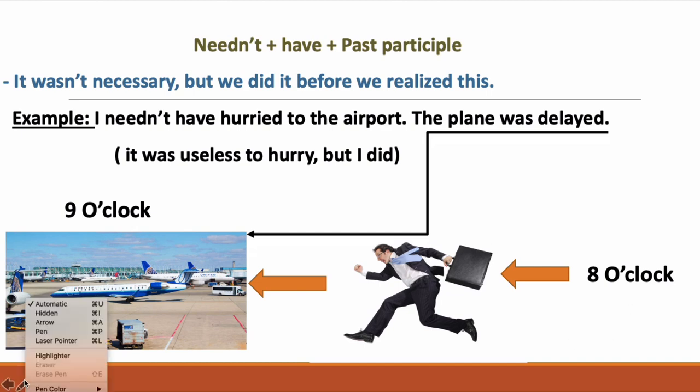But the question is, did I hurry to the airport? Yes, I did. Was it necessary? No, it was not. Did I do the action? Yes, I did the action. The action of what? Of hurrying. I did hurry to the airport, but it was not necessary. Why? Because the flight or the plane was delayed. Okay? So, it was not necessary, but I did it anyway before I realized that it was not necessary. Okay? This is needn't plus have plus past participle.